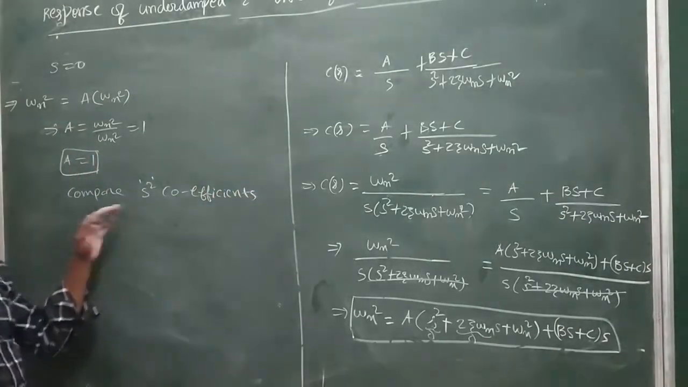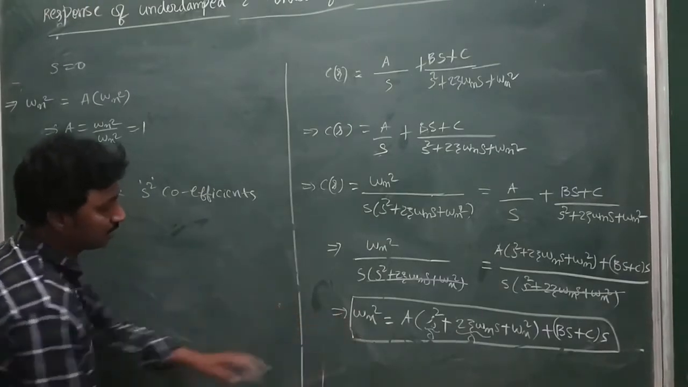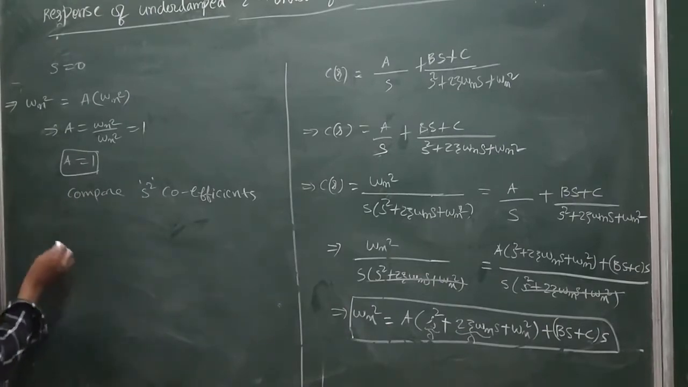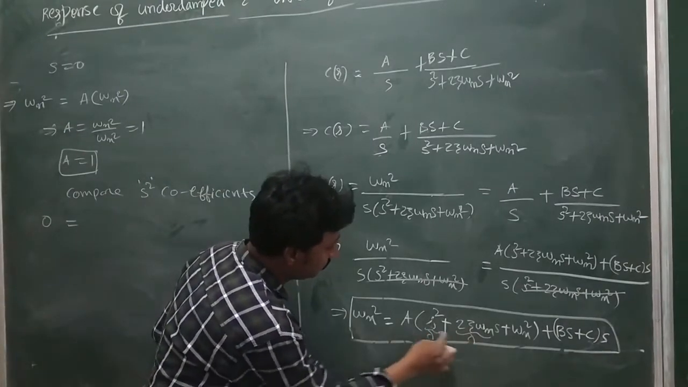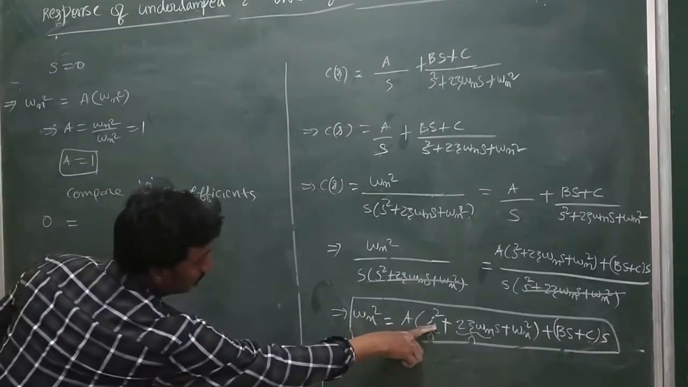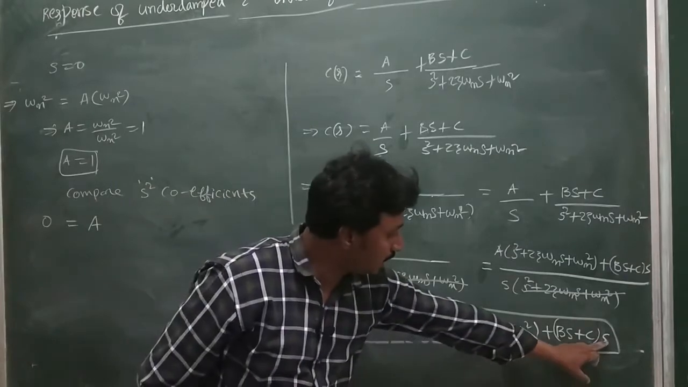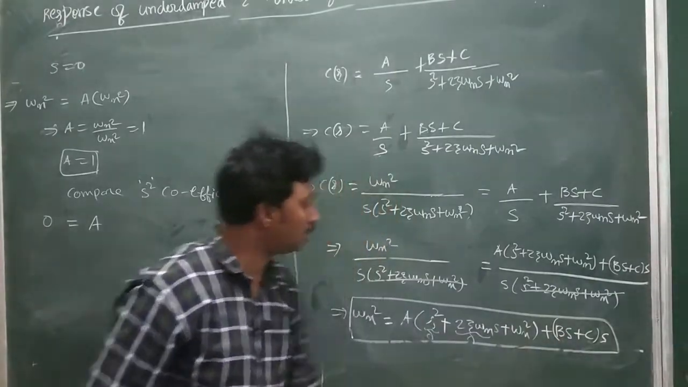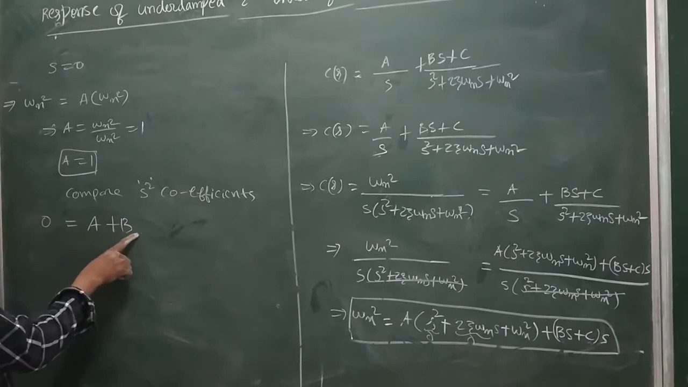So both left side and right side, you just compare s square coefficients. You just see that in the left hand side, right? So s square coefficient is not there, so it is a 0. On this side, a into s square, s square coefficient is a. In this equation, multiply inside b s into s square, b s square. So here also s square coefficient is b, so a plus b is equal to 0.